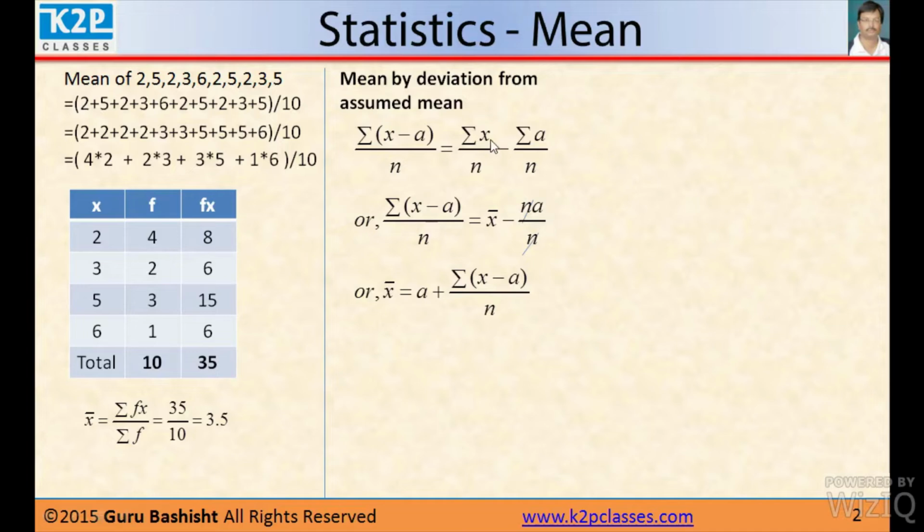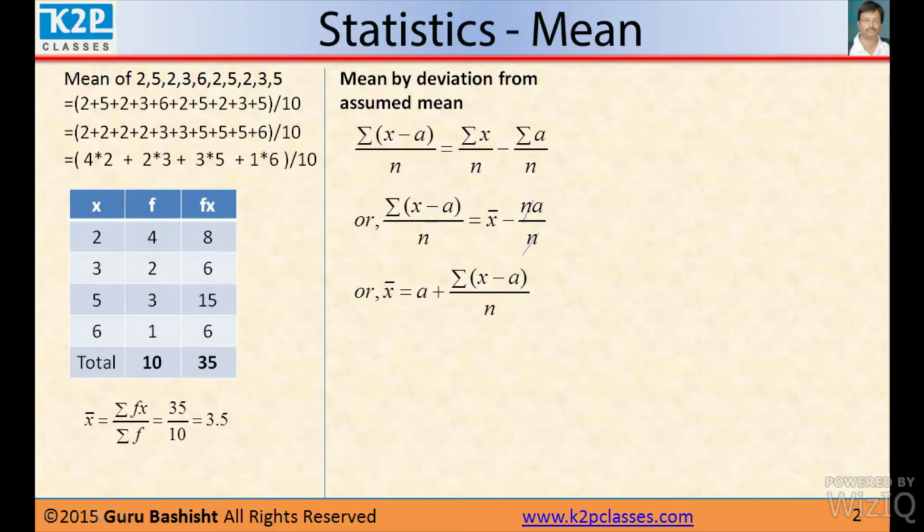And we know that sigma x by n is nothing but the mean. So n cancels out and it is minus a only. So if we bring this minus a to the other side of the equal sign, it becomes plus a. So we can write x bar, that is the mean, equal to a plus sigma (x minus a) by n.